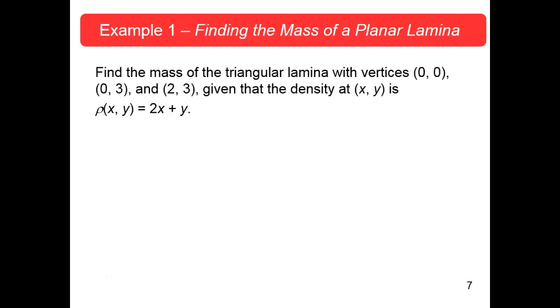So here's example 1. Let's see what we can do with it. Find the mass of a triangular lamina with vertices (0, 0), (0, 3), and (2, 3), given that the density at xy is rho of xy equals 2x plus y.